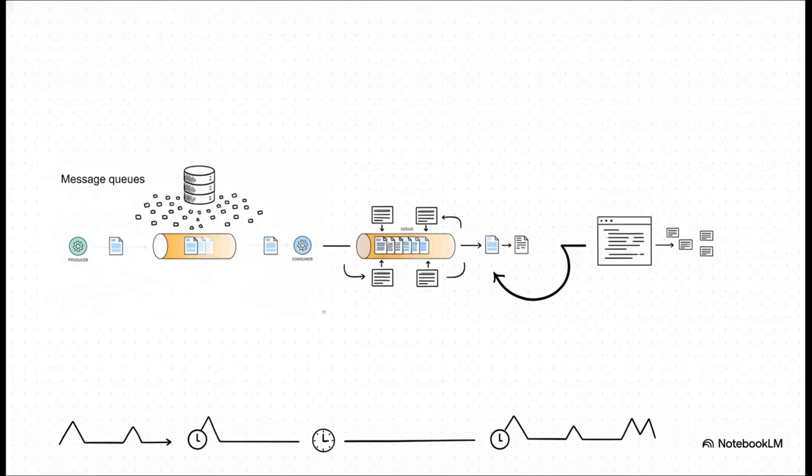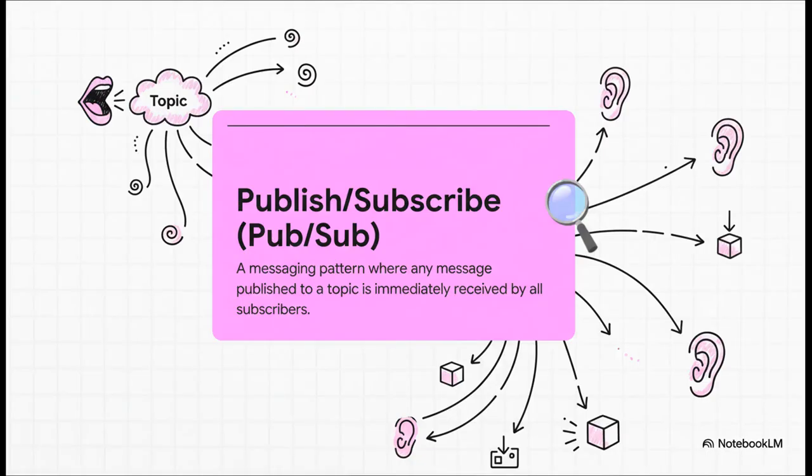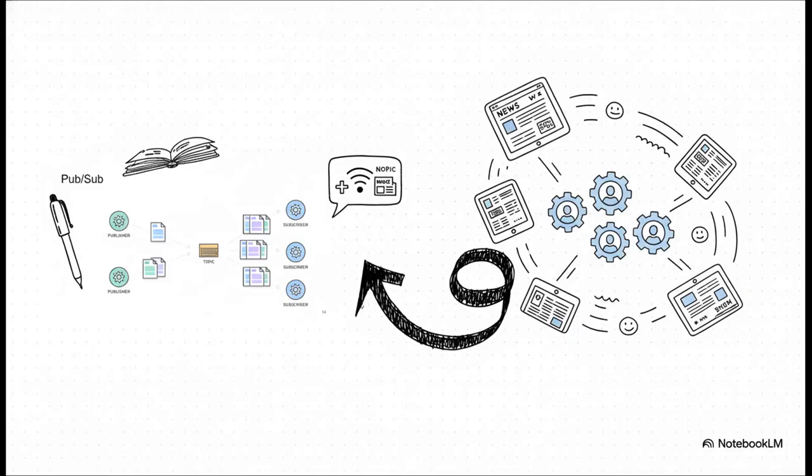Okay, so the second big idea is a super flexible pattern called publish, subscribe, or PubSub for short. And this is where things get really cool, because it means the person or system sending the data doesn't need to have any clue who's going to end up receiving it. The classic analogy here is a magazine subscription. Think about it. A writer, the publisher, just writes an article and sends it to a topic.